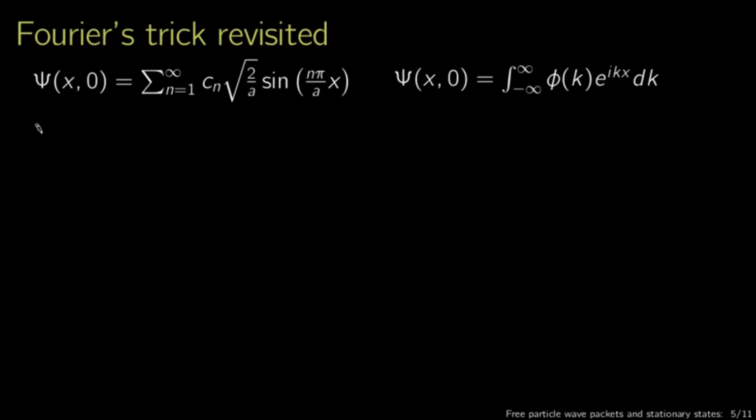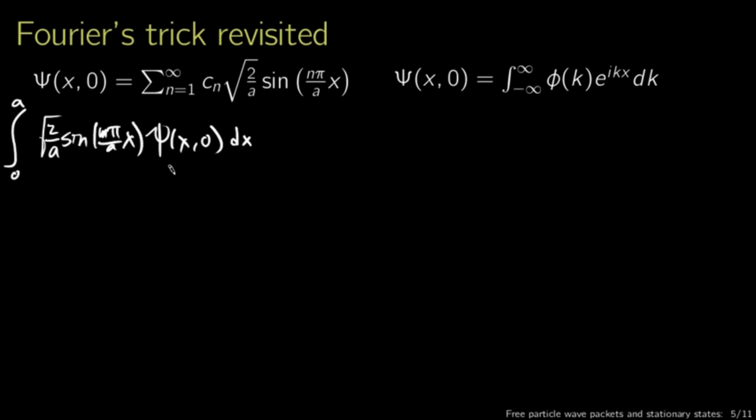So we multiplied by root 2 over a sine of m pi over a x, times psi of x, 0. This is now looking at the left-hand side. So we multiplied by this, and we integrated from 0 to a. This integral is taken dx. It's important to note now that this is not the wave function psi, this is the complex conjugate of the wave function psi, and we'll come back to that in a moment.